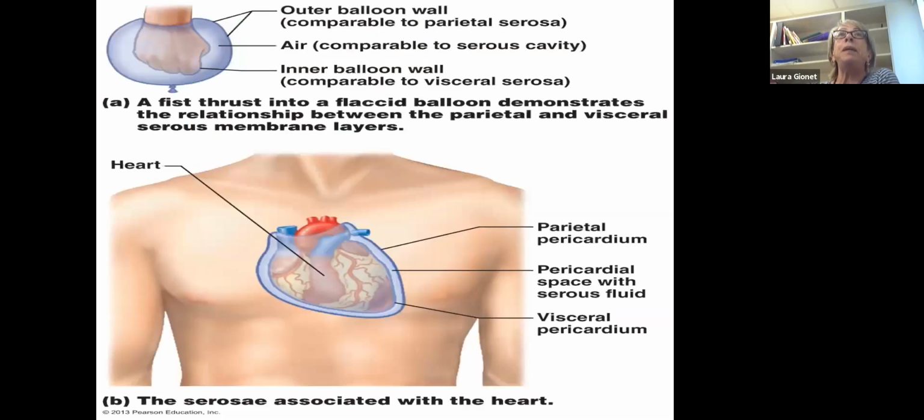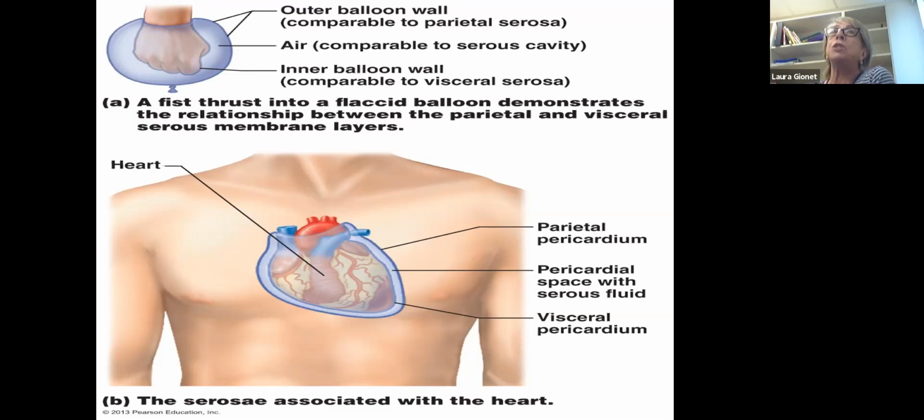I like this picture because it kind of shows you what it's like for the heart to sit within these two membranes and where they're found. So if you had a water balloon, let's say, and the balloon wasn't stretched entirely with water, you could take your fist and displace the surface of the balloon and press your fist into that balloon. And that's kind of how the heart sits in the two serous membranes.